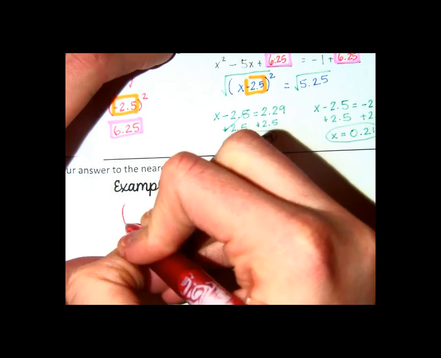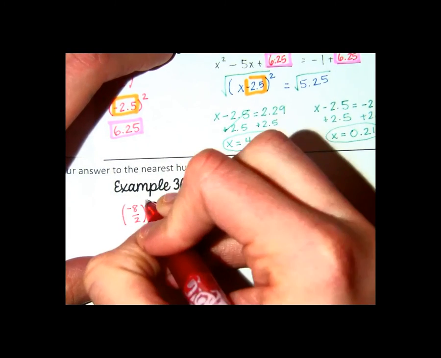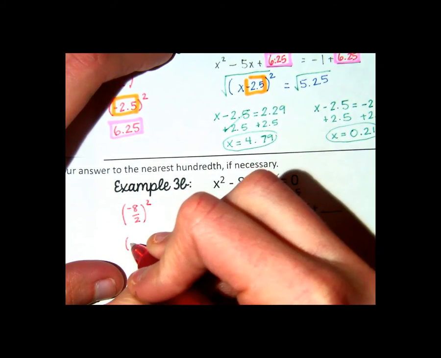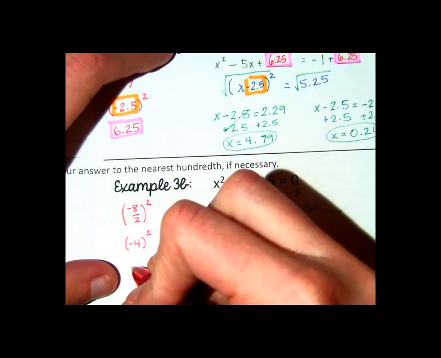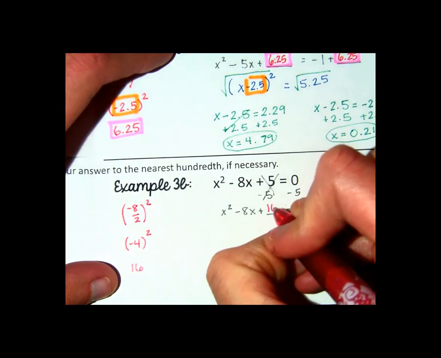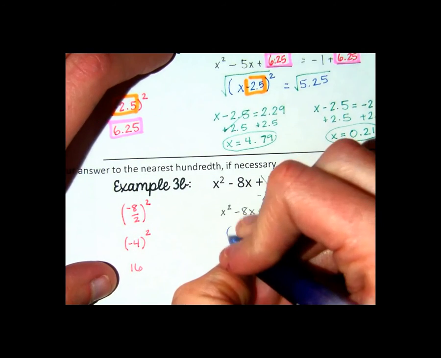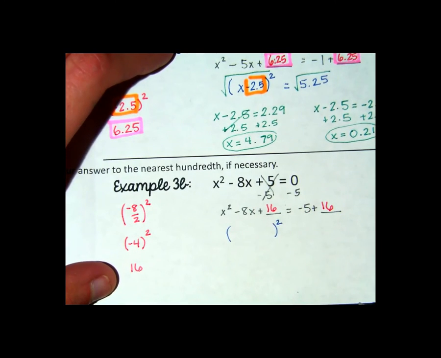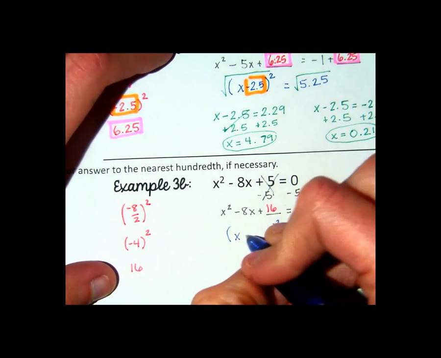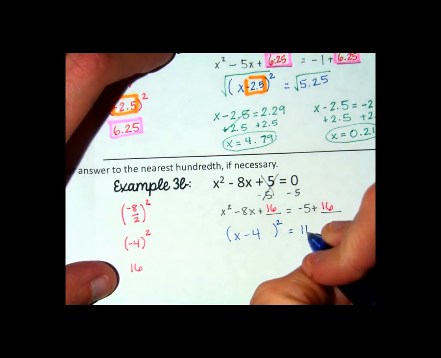Now, what do I do as my side work over here? What is negative 8 divided by 2? What is negative 4 squared? 16. 16. Now, what do I do? What's the perfect binomial here? X minus 4 squared equals 11. Now what?